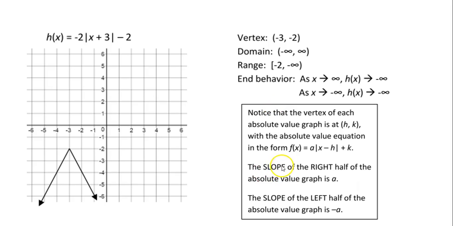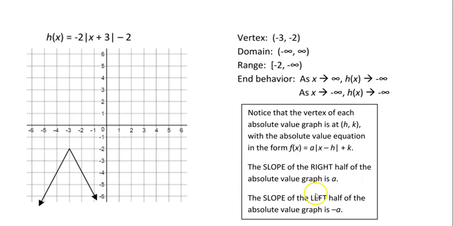And you'll notice the slope of the right half of the absolute value graph is a. So we talk about the right half. We're going to split that from the vertex here. If I just look at this line right here, the slope of this line is negative 2. And I can see that because if I start at this point and go down 2, right 1, I'm back on the line. Down 2, right 1, and I'm back on the line. That's where the slope is here.